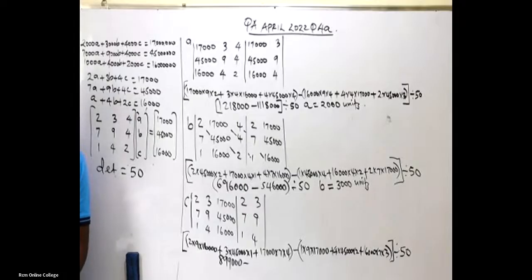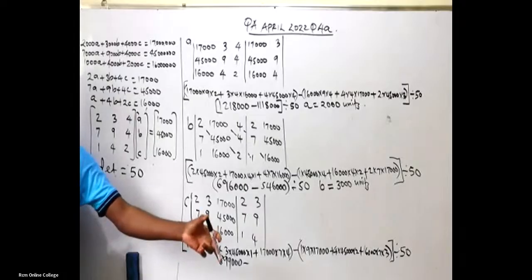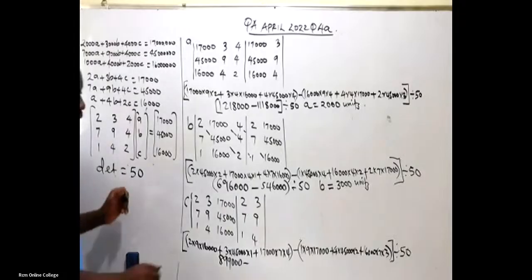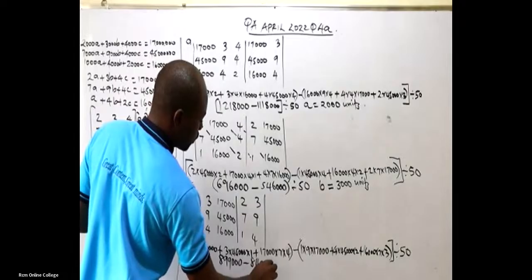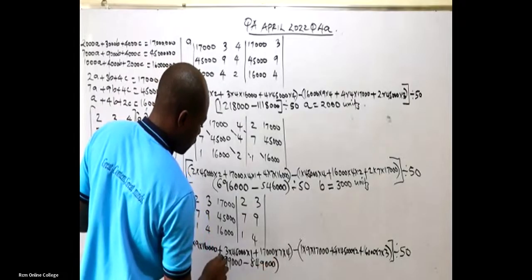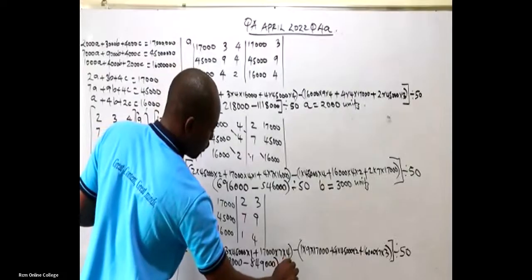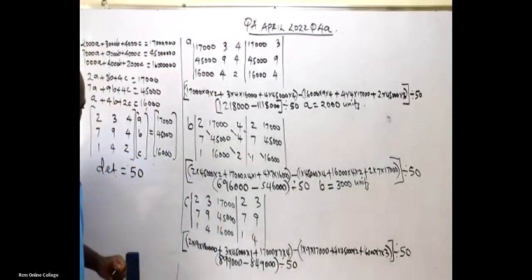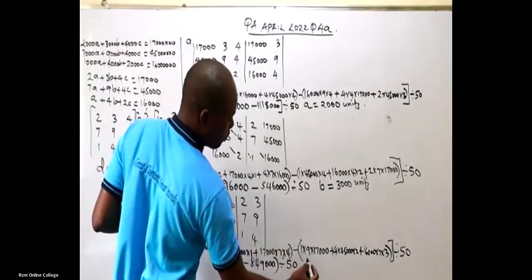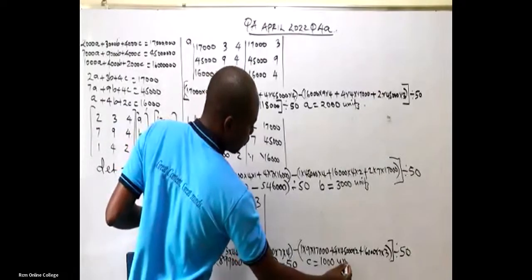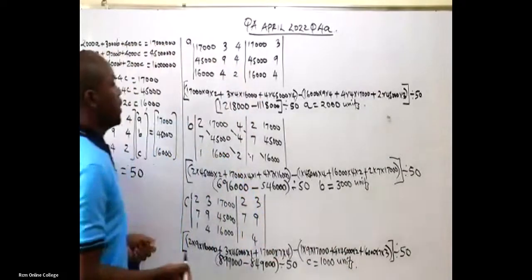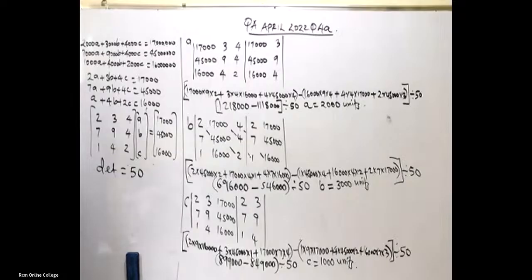Thank you, Joan. Somebody else can give us maybe the other part. So it means 849,000. When you divide by 50, the difference between 899 and 849 is 50,000. So 50,000 divided by 50 will give us 1,000, which means the value of C is equal to 1,000 units.